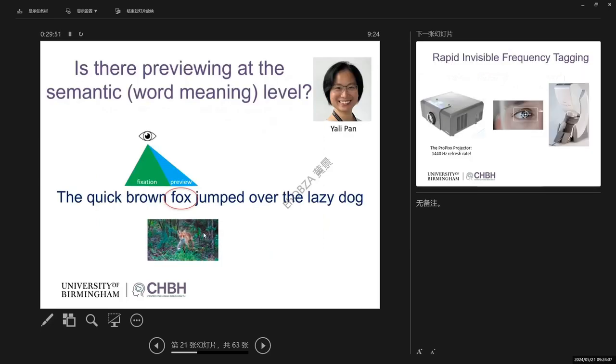So the first study I'll show you is done by Yali Pan. She did her PhD at the Chinese Academy of Science, and she has been a postdoc in my group for quite some years now. One of her studies has been on semantic previewing when people are reading. In this case, the quick brown fox jumps over the lazy dog. When we then read the word fox, one can talk about semantic processing.